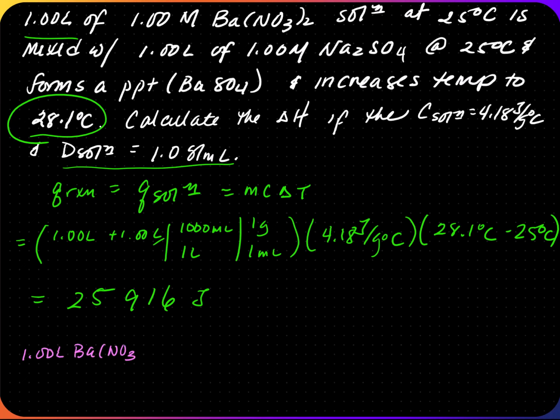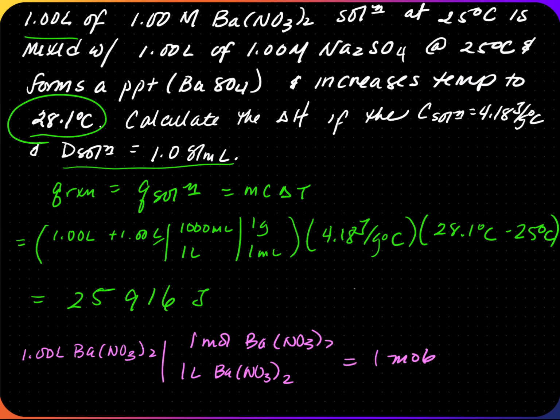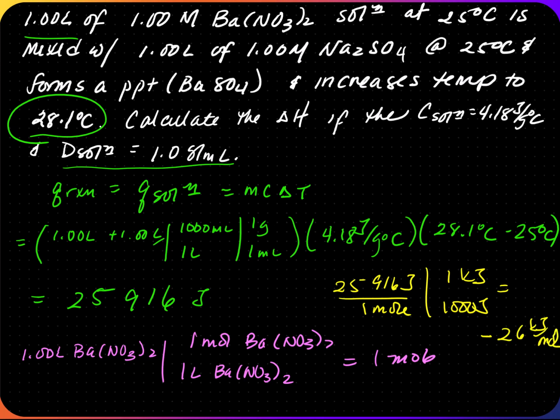So if I calculate the moles of the solution, we have 1.00 liters, and you could use either one because the volume and the molarity are the same. So 1 liter of barium nitrate is 1 mole of barium nitrate. So there's 1 mole for the reaction. If I divide, it's 25,916 joules per 1 mole. If I convert it into kilojoules, 1,000 joules is 1 kilojoule. And with sig figs, it should be negative 26 kilojoules per mole. Again, it is negative because heat was released to increase the temperature.